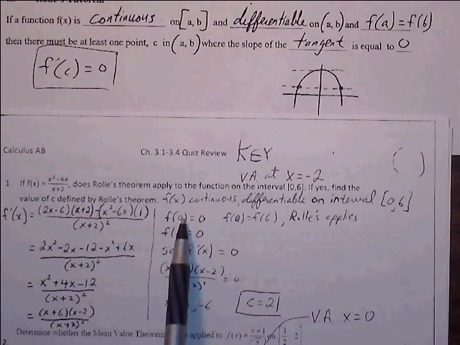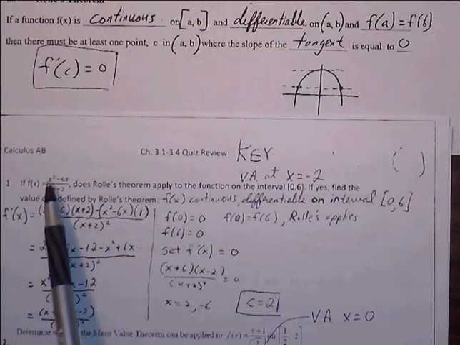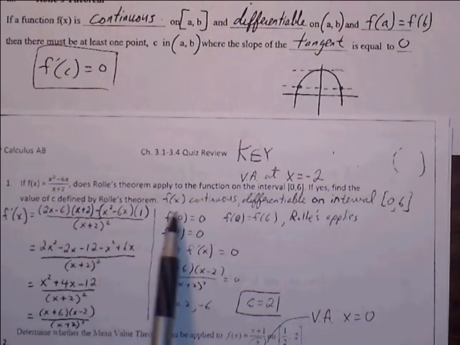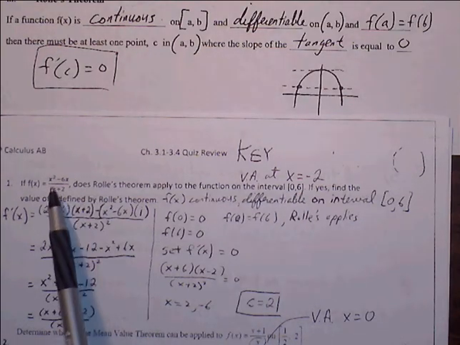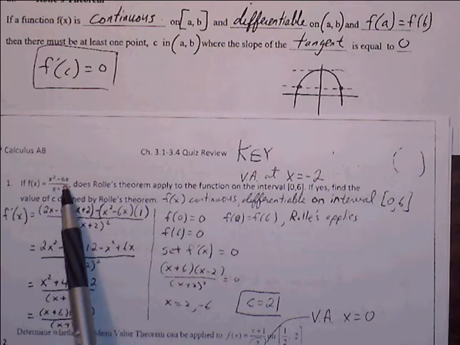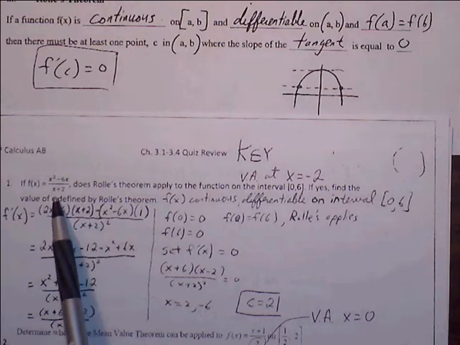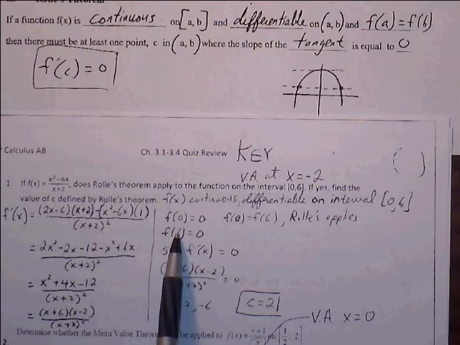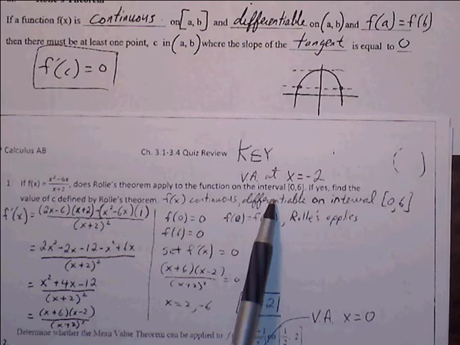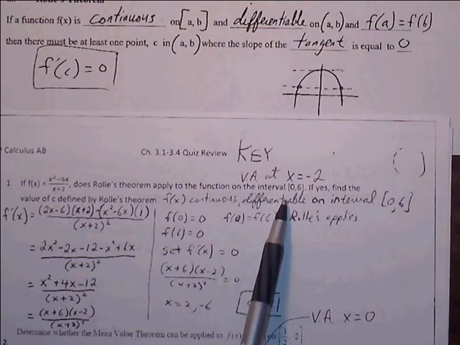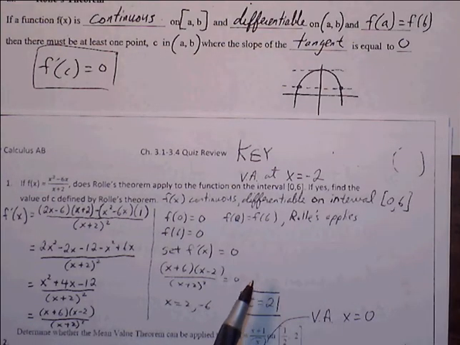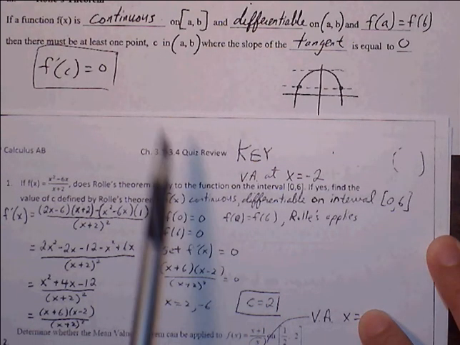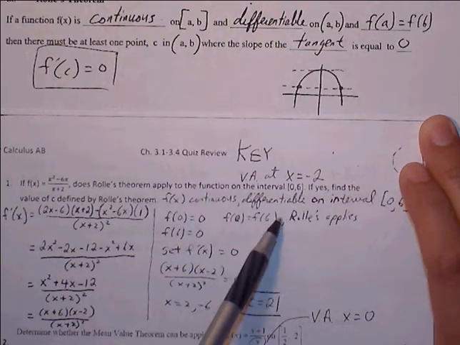So if we plug the first endpoint, 0, into the original function, we get 0 minus 0 over 0 plus 2, which is 0 over 2, which is 0. If we plug 6 into the original function, we get 36 minus 36, which is 0, all over 8, which is still 0. So that confirms that the endpoints have the same y value. So all three conditions have been met: continuous, differentiable on the interval, and endpoints having the same y value. So Rolle's theorem applies, and we can go to finding the c value.